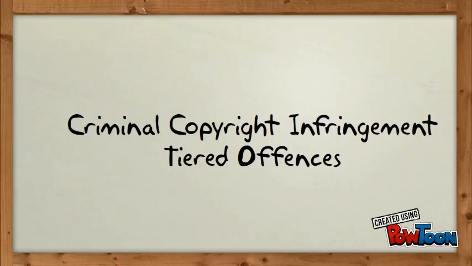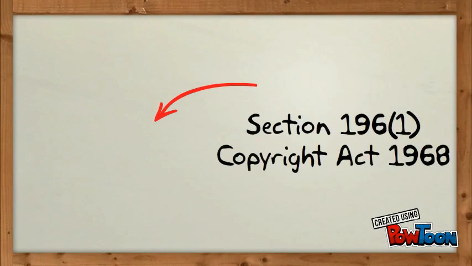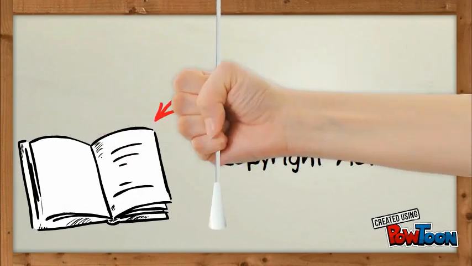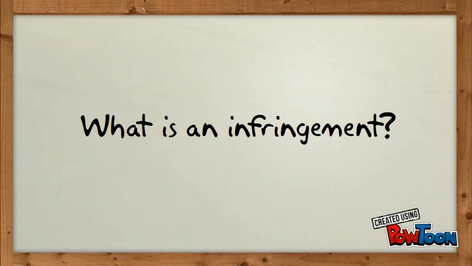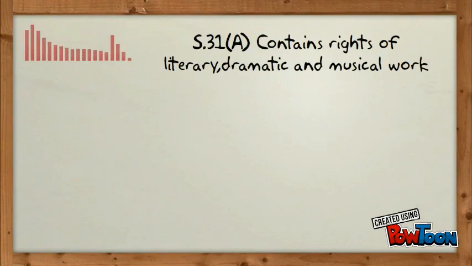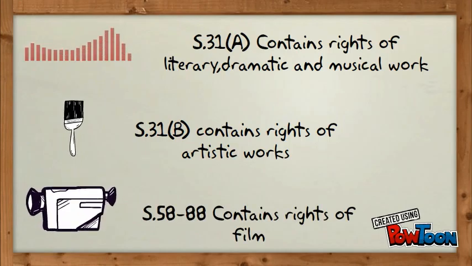Criminal copyright infringement tiered offences. This provides the copyright is transmissible by assignment or license. Someone who uses a trademark that is substantially identical with or deceptively similar to an existing registered trademark in relation to the registered goods is committing an infringement. The exclusive rights of the copyright owner are set out in Section 31 of the Act.